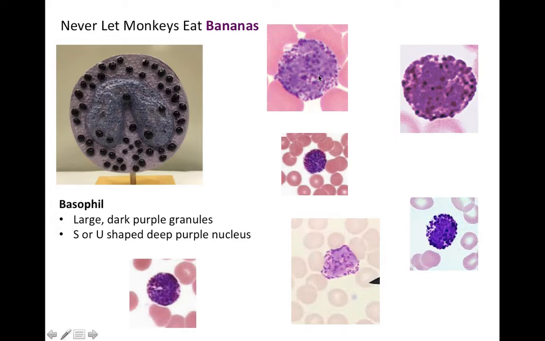A lot of times when you're looking at the picture or the slide, you won't really be able to see the shape of the nucleus too well because those granules are so dark. So this one, if you look really carefully, it kind of looks like an S-shaped nucleus, but again, through those granules, it's pretty hard to tell the exact shape.